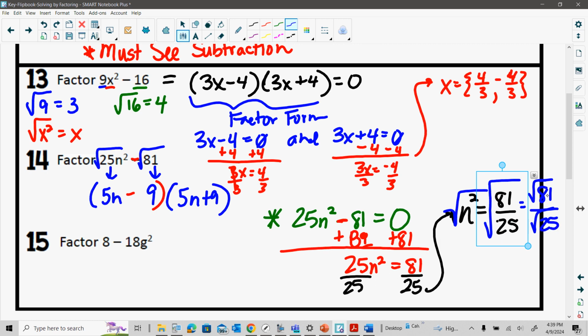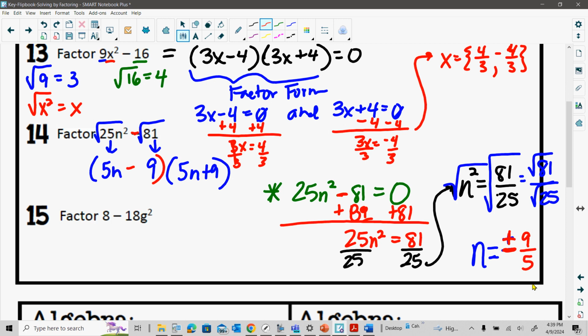These are perfect squares. So my n equals plus or minus. It's always, when you take the square root, you're going to always have a positive answer and a negative answer. That's the symbol to use, positive and negative. And this would be 9 over 5. Plus or minus 9 over 5.